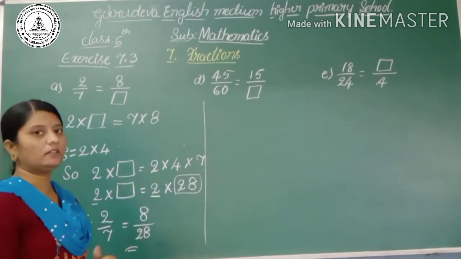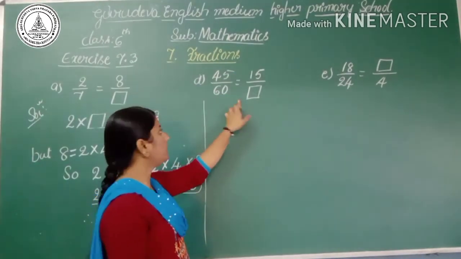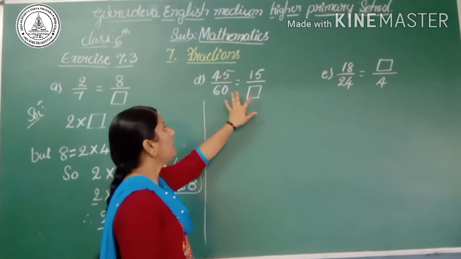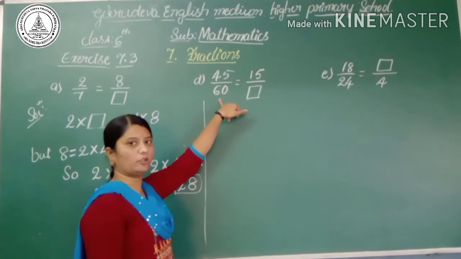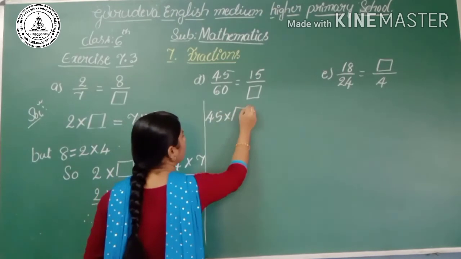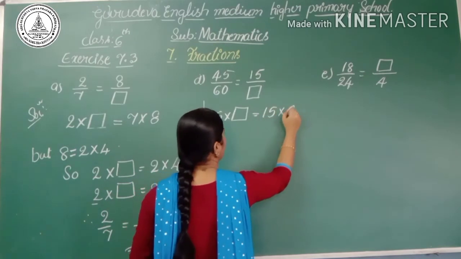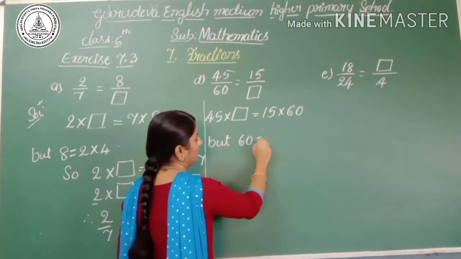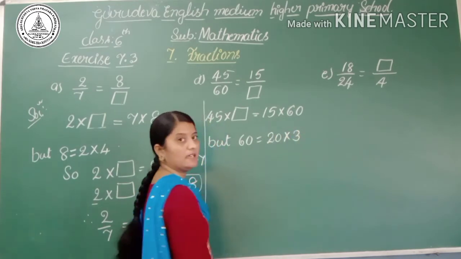Then I will take the B one: 45 by 60 equals 15 by box. Similarly, we have to take the product of the numerator of the first fraction and the denominator of the second, and the product of the second numerator and the first denominator. Here we can write it as 45 into box, which is equal to 15 into 60. Now 60 can be written as 3 twenties, or 3 into 20.